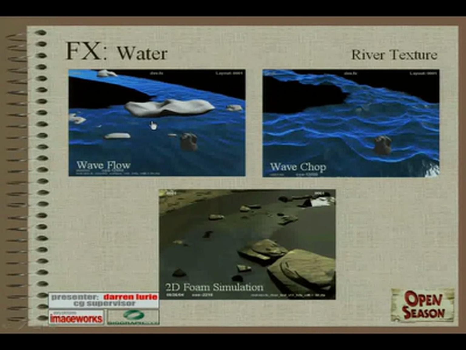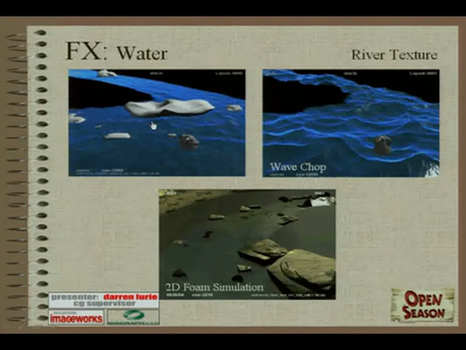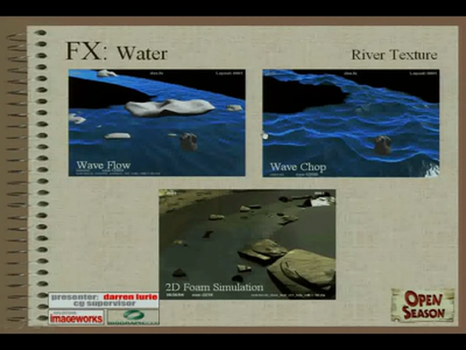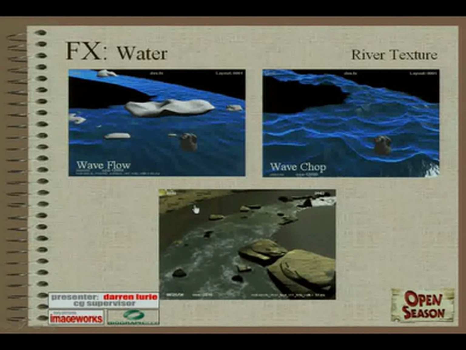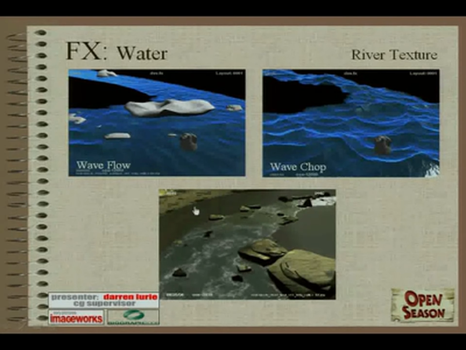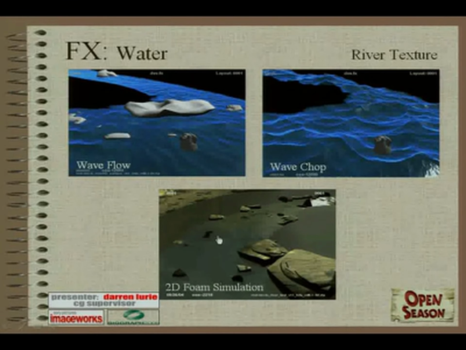So different to the flood. The flood was a 3D sim, and then the river was a two-dimensional sim on the surface. So here's an example of the flow that we added to the river surface. And then on top of the flow, we added a wave chop noise, which would give you that more high seas feel. And then also on top of that, we would add a 2D foam layer that would be driven off of the velocities of the particles in the simulation, so that you would get more dense areas of foam where the particles were more active.